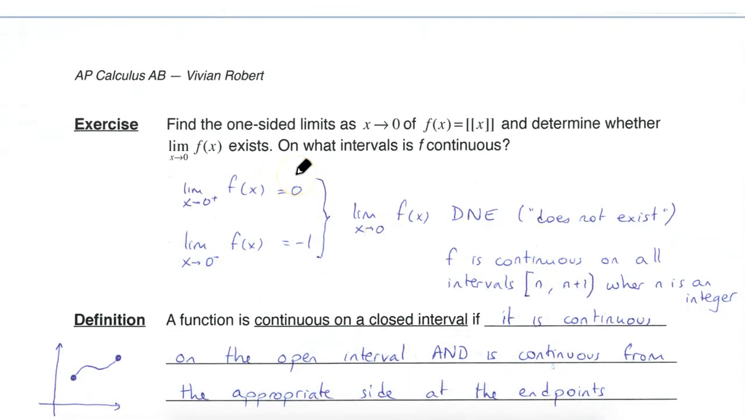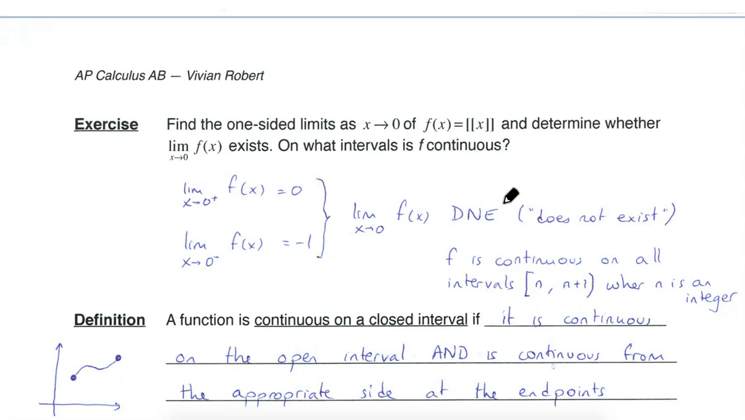Limit as x approaches 0 from the positive side of f of x is 0. From the negative side, it's negative 1. Since these two values disagree, we conclude that the limit as x approaches 0 of f of x does not exist. You can always write DNE, that is an accepted abbreviation for does not exist.